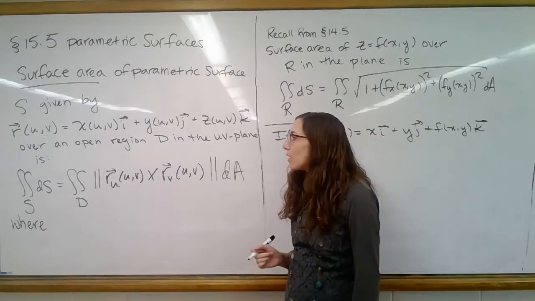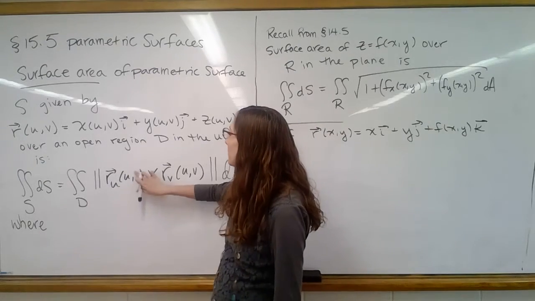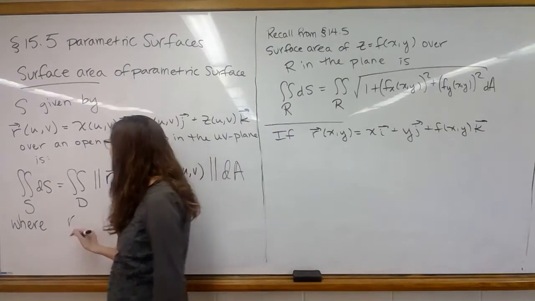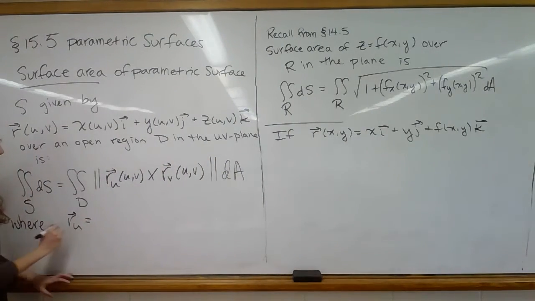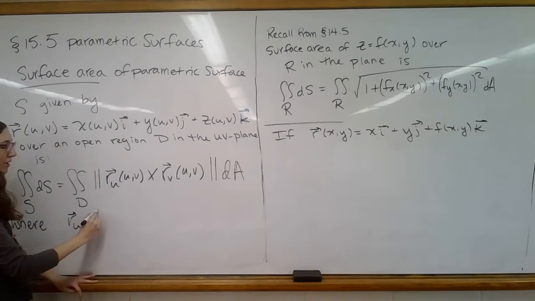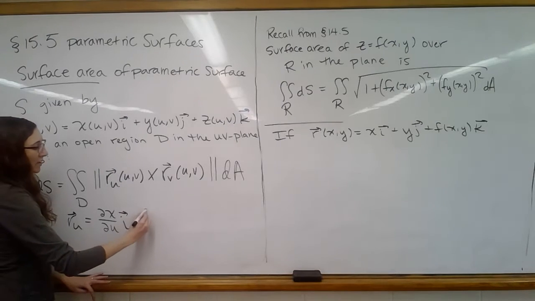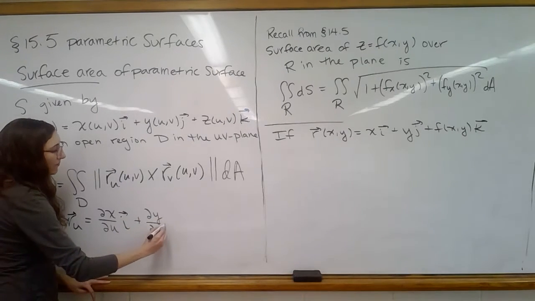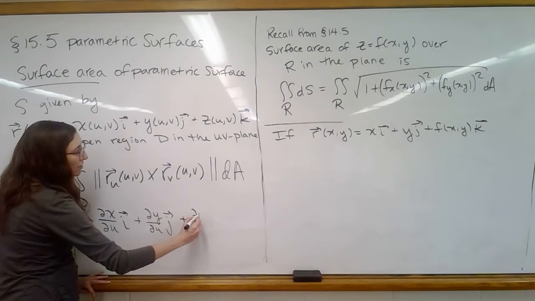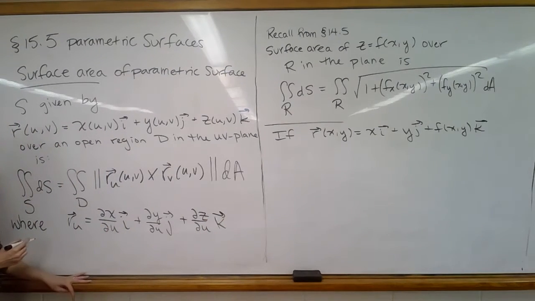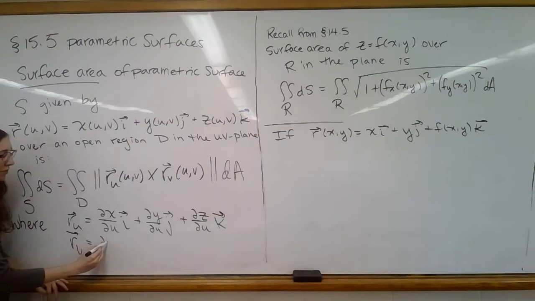We have to define what these two are, so they're essentially like partial derivatives, but vector valued partial derivatives. So r sub u is going to be, we're going to take the derivatives component-wise of the vector valued function, so it's going to be the partial derivative of x with respect to u times i, plus the partial of y with respect to u times j, and then plus the partial of z with respect to u times k. So basically just take all the partials of the components with respect to u, and then r sub v is the same, except the partials are with respect to v.